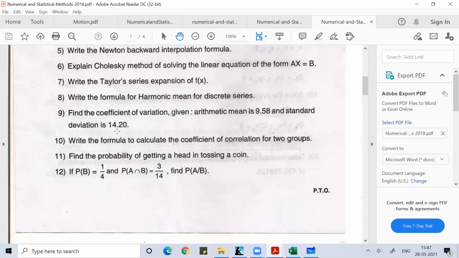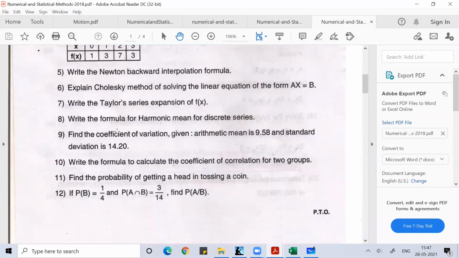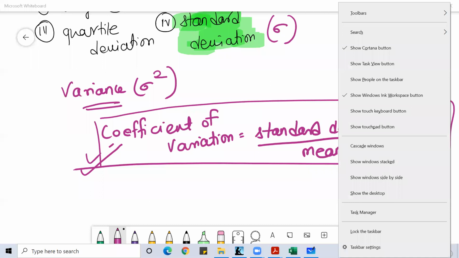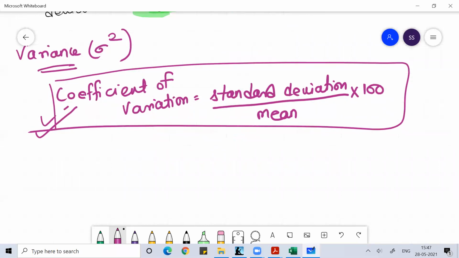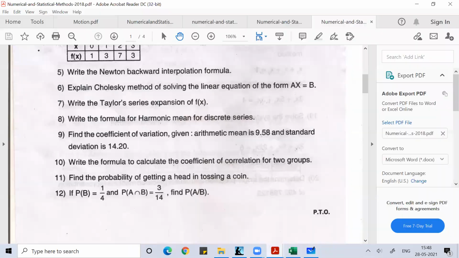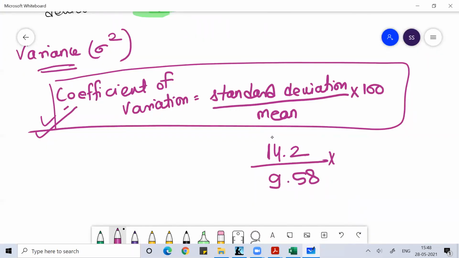You can see this. This question came in June, July 2018. Find the coefficient of variation if the arithmetic mean is 9.58 and standard deviation is 14.2. Standard deviation is 14.2, and mean is 9.58.